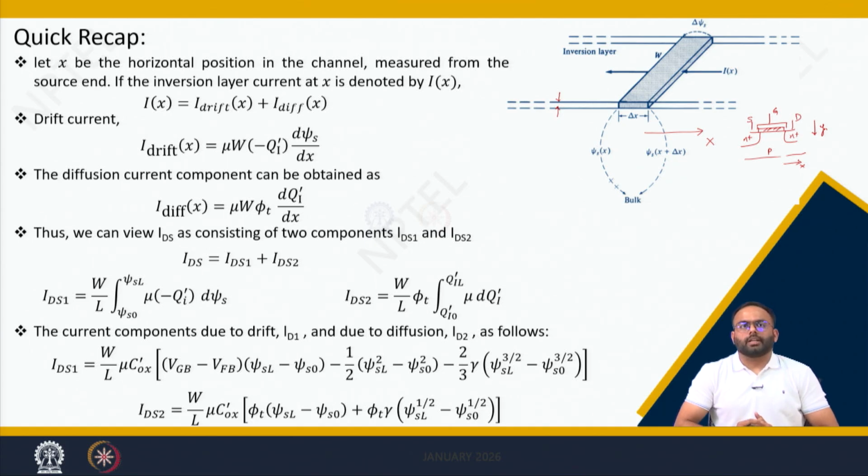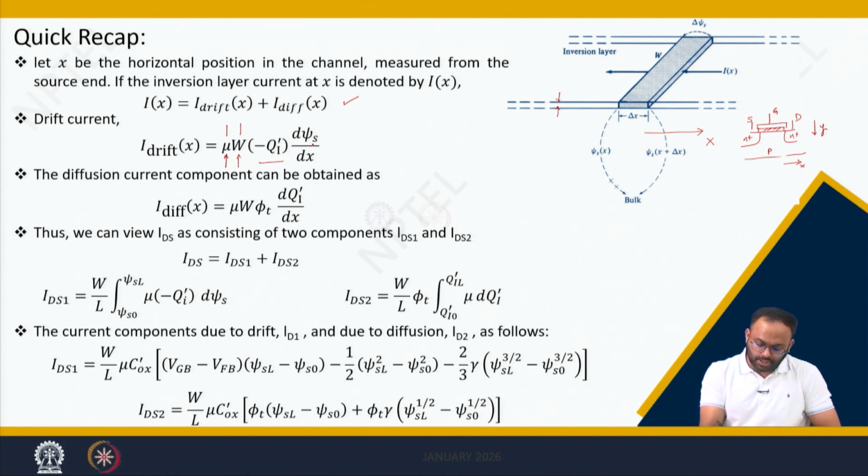So along x, at any point of x, the current is nothing but a component of drift as well as diffusion. So Ix can be written as I drift plus I diffusion. Then the drift current is given as mu into W into minus Qi dash into d psi s by dx, where d psi s by dx is the horizontal electric field in this direction, which is the resultant of applied VdB or Vds. As we mentioned, this value is with respect to considering body as a reference, and this is with considering source as a reference.